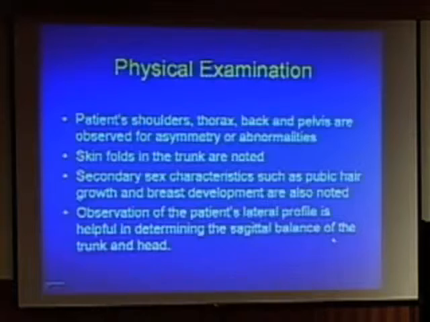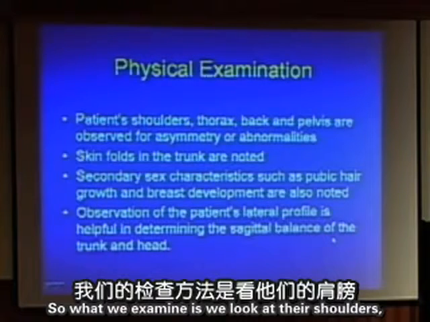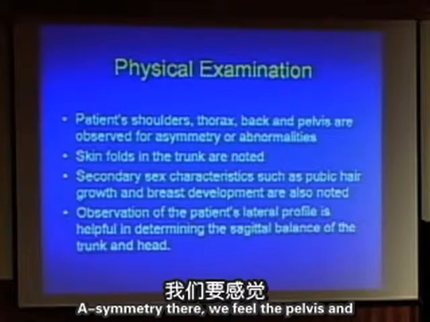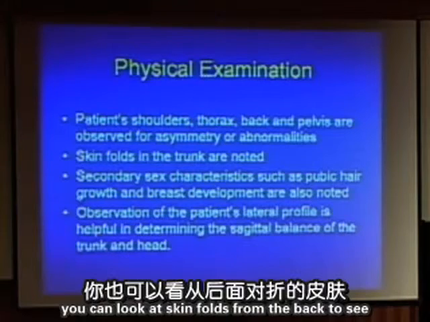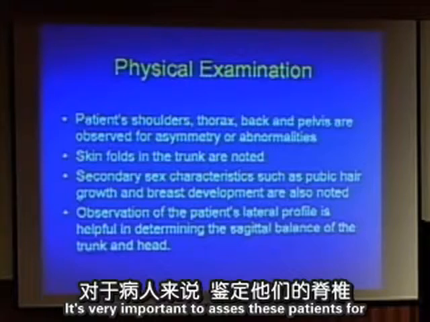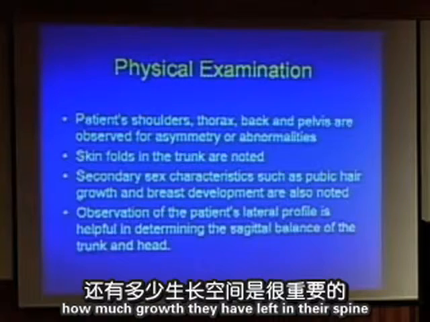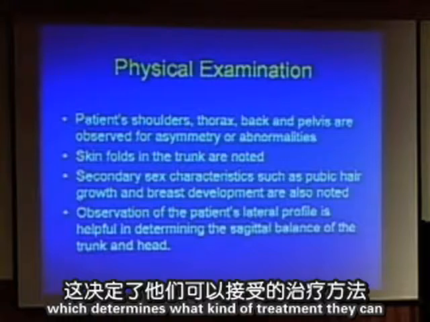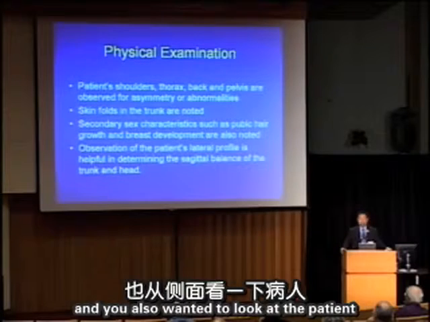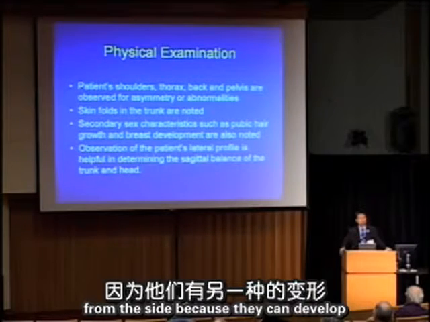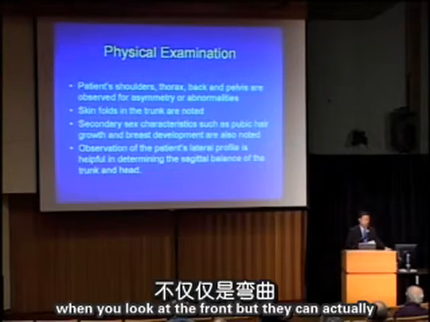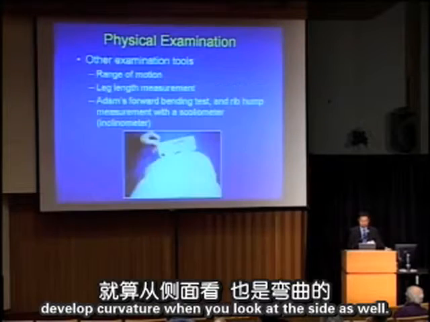So what we examine for these patients, we look at their shoulders, we look at their chest, to see if there's any asymmetry there. We feel their pelvis and make sure their pelvis is also symmetric. You can look at skin folds from the back to see if there's asymmetry there. It's very important to assess these patients for how much growth they have left in their spine, which determines what kind of treatment they can receive. So you look at secondary sex characteristics, and you also want to look at the patient from the side, because they can develop other deformities, not just curvature when you look at the front, but also curvature when you look at the side.